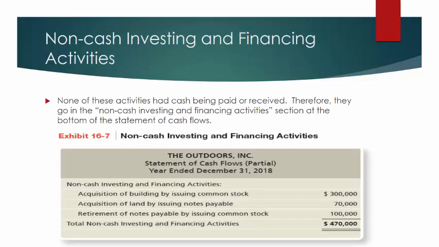And for the Outdoors Incorporated here, what they would do at the very, very bottom of their statement of cash flows, after they've determined their net increase or decrease in cash and showed users of their information their cash balance from the last two periods, is they would display these items as non-cash investing and financing activities. And in total, they would display to them that they acquired $470,000 worth of things by doing something that was not transferring cash.